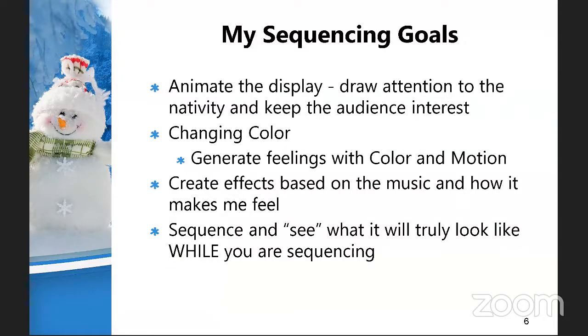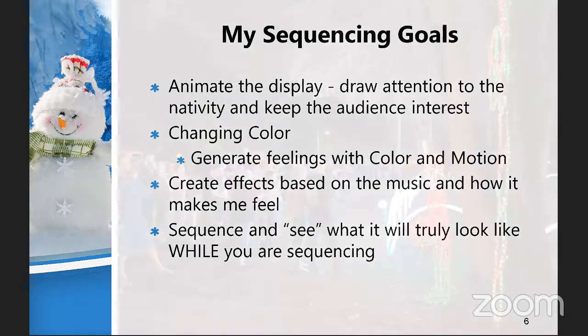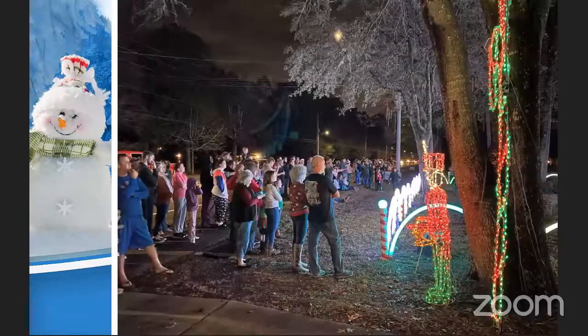So what do I want to do? I want to draw attention to the nativity. I'm going to keep my audience interested, and I try to do that with generating color and motion across that color. I try to create effects that time to the music, which I think we all kind of want to do. And then the big thing in sequencing, I want to be able to see what it looks like on my computer that it will look like in the yard. So, and you'll see how I kind of achieve that and how I do my layout.